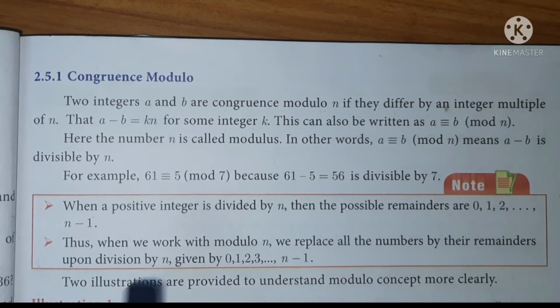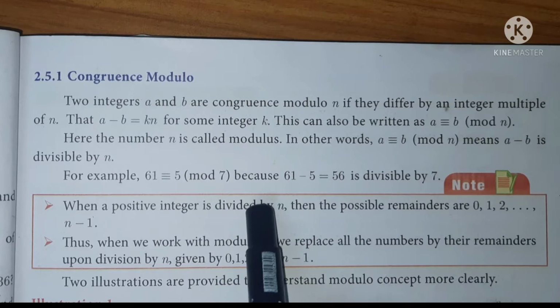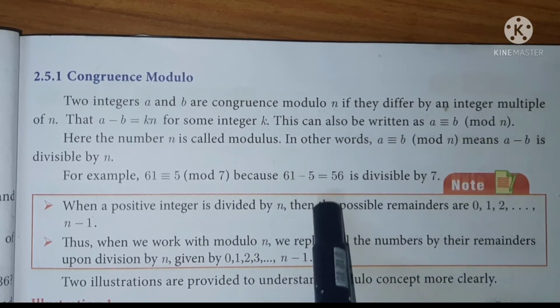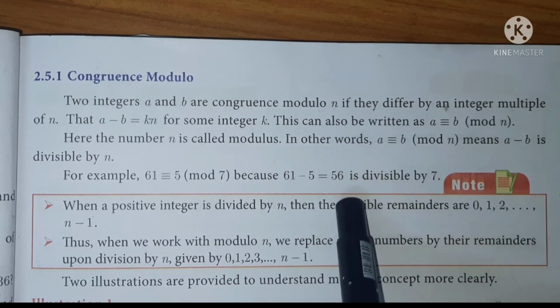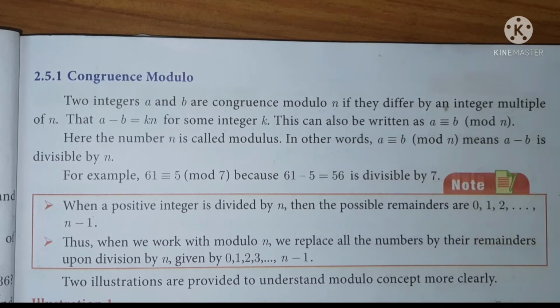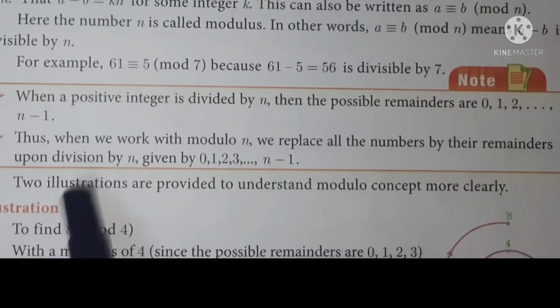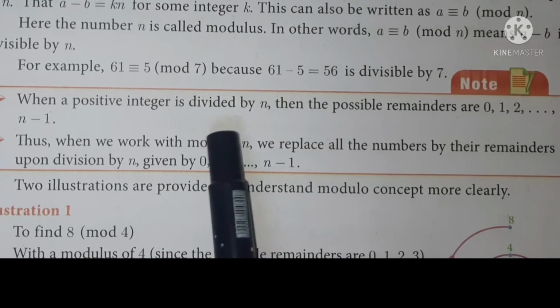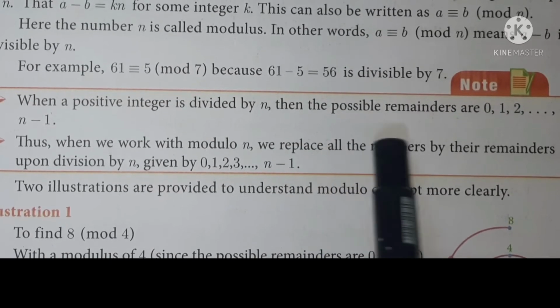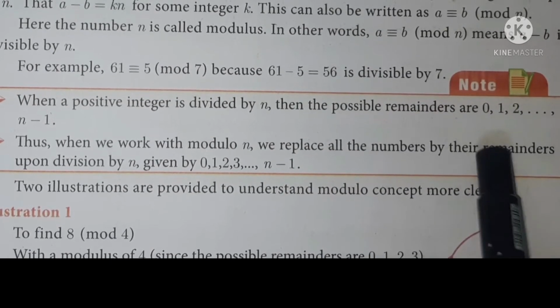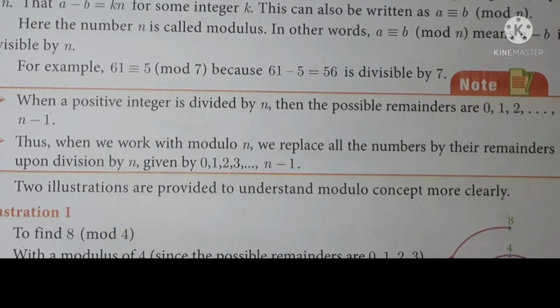For example, 61 is congruent to 5 mod 7, because 61 minus 5 gives 56, and 56 is divisible by 7. When a positive integer is divided by n, the possible remainders are 0, 1, 2, up to n minus 1. When a number is divided by any number, we get a remainder that is less than the divisor, from 0 up to the divisor minus 1.